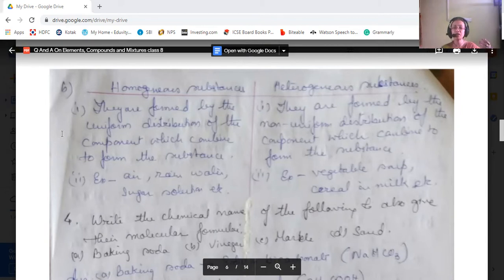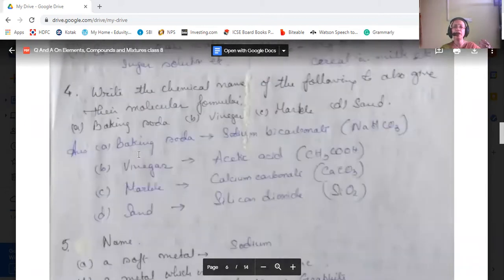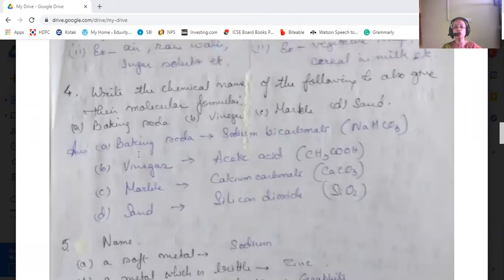Next, we come to write the chemical name of the following and also give their molecular formula: baking soda, vinegar, marble, and sand. Baking soda: the chemical name is sodium bicarbonate, and the formula is NaHCO3. Vinegar, acetic acid, CH3COOH. Marble, calcium carbonate, CaCO3. Sand, silicon dioxide, SiO2.